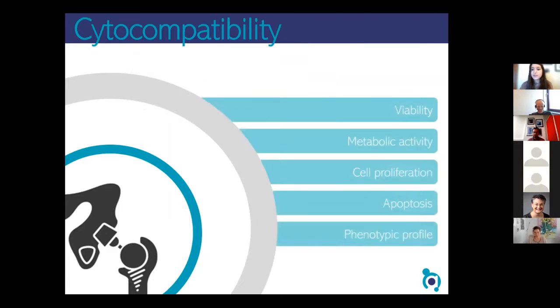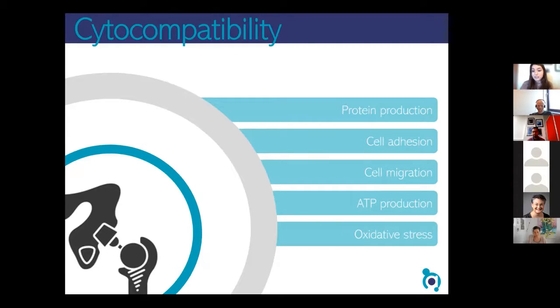So what are the things that we could go for when we study cytocompatibility? The main things that we should go for in any biomaterial that we are trying to test out should be viability. Are the cells dead or alive? Metabolic activity, cell proliferation, apoptosis, phenotypic profile. Those are the main things that we'll go for in any biomaterial.